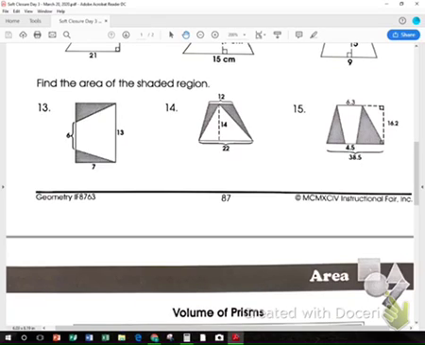This is a rectangle, okay? Should we do that one? Let's just do that one together. Okay, so here's the deal. You got to understand that we have this rectangle here, yeah?